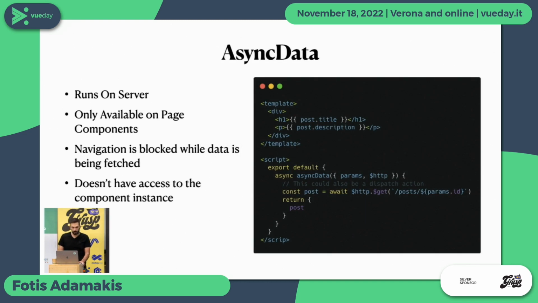This is a special Nuxt lifecycle hook available only in page components. It will be triggered during server-side rendering before the component instance is created, and on the client when navigating. Navigation will be blocked until the API call is fulfilled. It has access to the Nuxt context, which also contains the store instance, but not the component instance itself. You can't use this inside it. The return value of this function will be shallow merged with the component data, as you can see in this image.